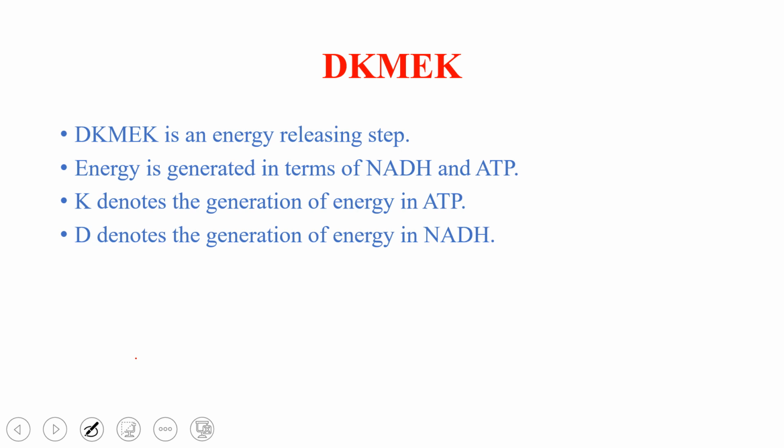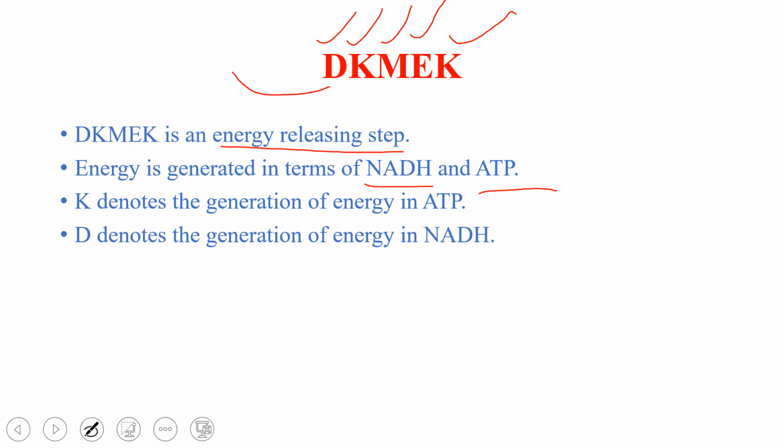The next step is called the DKMEK step. D stands for dehydrogenase, K stands for kinase, M stands for mutase, E stands for enolase, and K stands for kinase again. So DKMEK is the energy releasing step, which means energy will be released in that step. The first KIKI step was the energy consuming step, and DKMEK is the energy releasing step. The energy is released in the form of NADH and ATP.